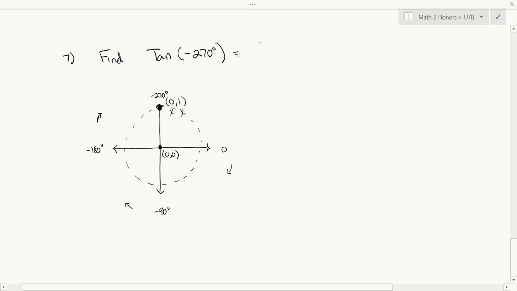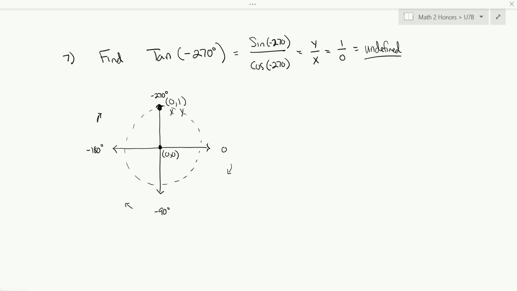So tangent, your work should look like this. You write sine of negative 270 over the cosine of negative 270, which in this case is y over x, which is 1 over 0, which is undefined. All right, so just watch out for that undefined one. If you divide by 0, it's undefined. If 0 is at the top, you don't. Okay, so now you have everything you need to do all those problems. Okay, keep working.